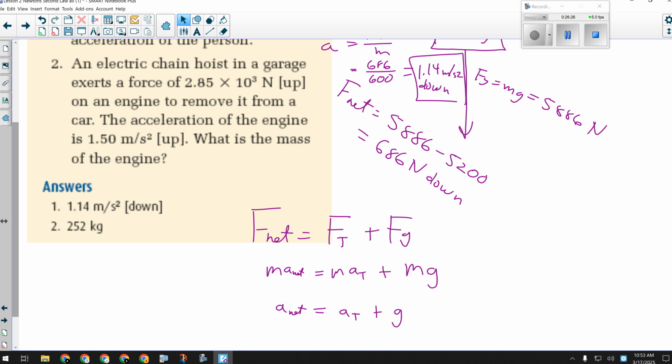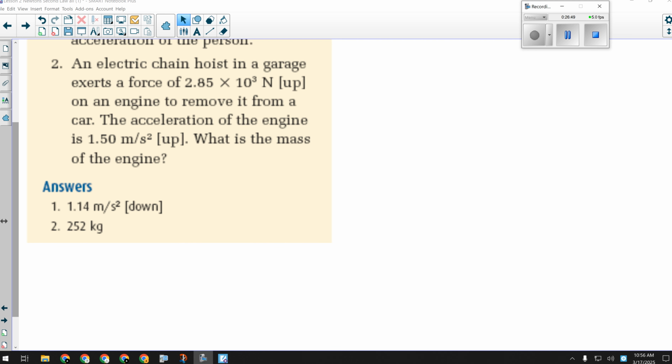We don't give you many net acceleration problems. I certainly wouldn't give one on a test, but it's important to show that this relationship is true. So I want you to write down number 2, and then we're going to go through it together in just a second. Looking at this one here, guys, we have the engine, but we don't know what its mass is. We're just going to write m in there.